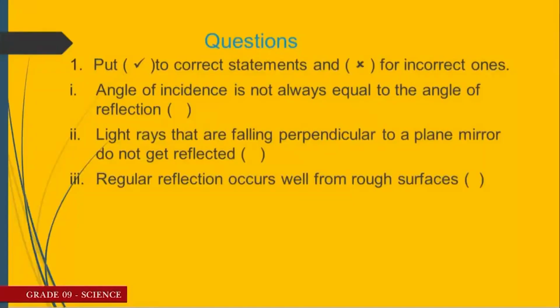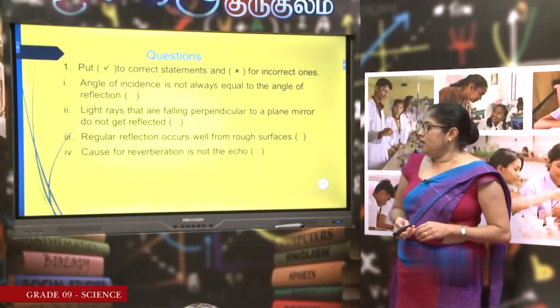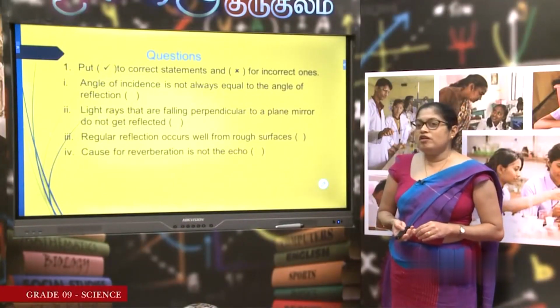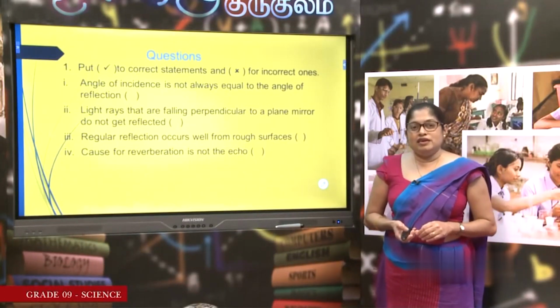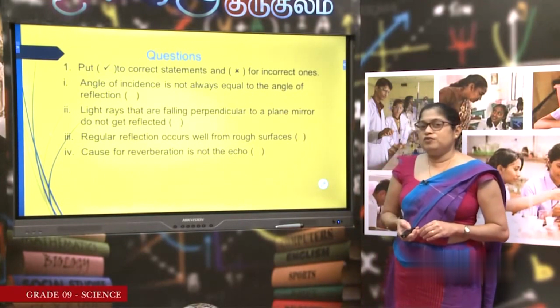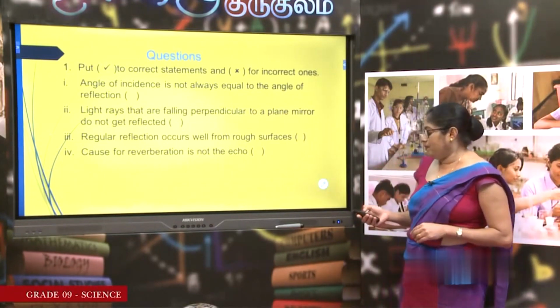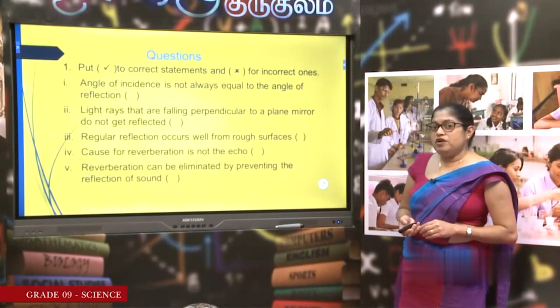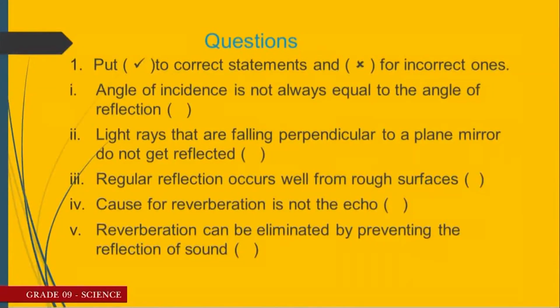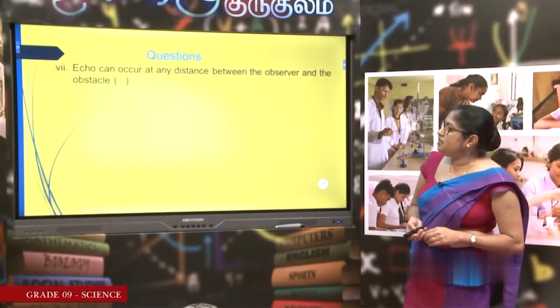Regular reflection occurs well from rough surfaces. Is this correct? This is also wrong. Regular reflection occurs well from smooth surfaces. Cause for reverberation is not the echo. It is also wrong. So, cause for reverberation is echo. Reverberation can be minimized or eliminated by preventing the reflection of sound. Yes, it is correct.